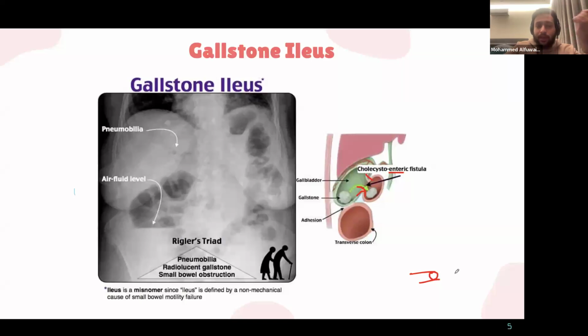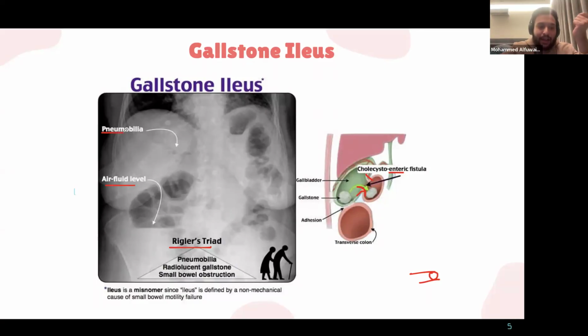So what you will see on imaging is a characteristic triad called the Rigler triad. What is this? Number one, you'll see air fluid levels and signs of small bowel obstruction, such as dilated small bowel and air fluid levels. Number two is very important, something called pneumobilia.